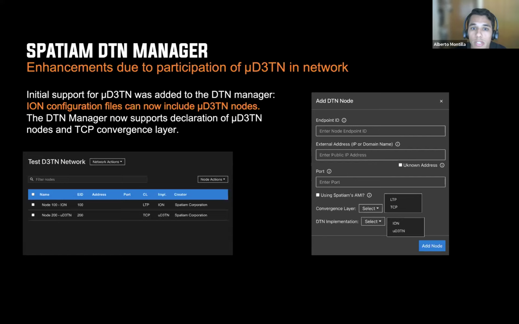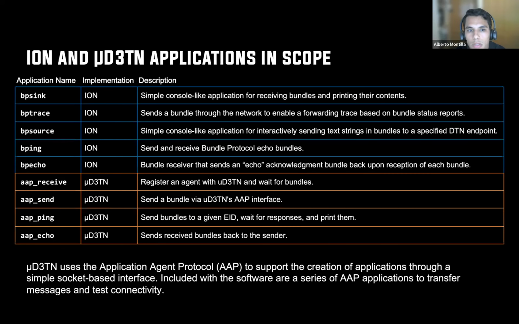So for this reason, in node creation, users are now asked to define the implementation used by the node. So this configuration can be accessed accordingly. With this, users can declare both ION and MicroDTN nodes, and ION users can use the available configuration file to set up their nodes. Next slide, please. Thank you.